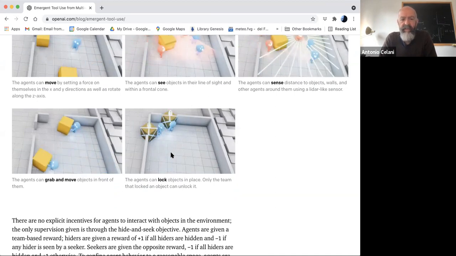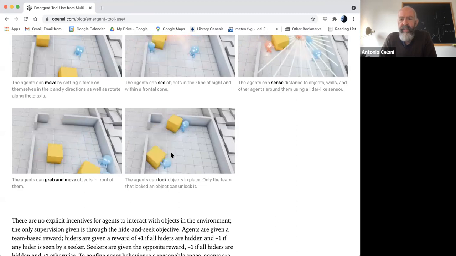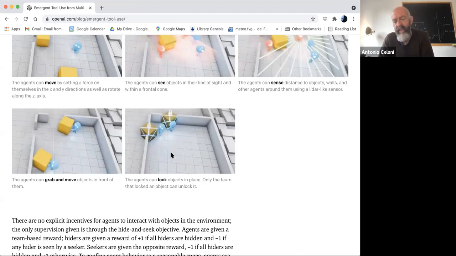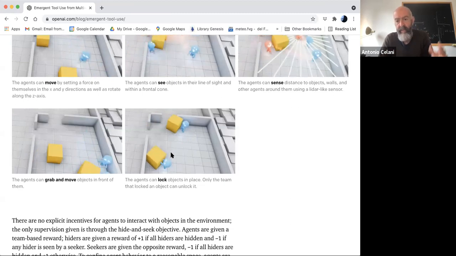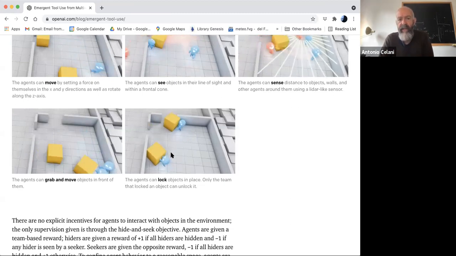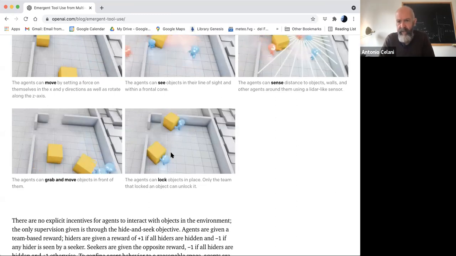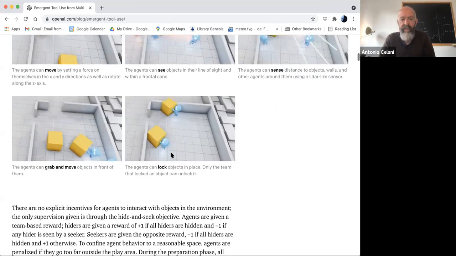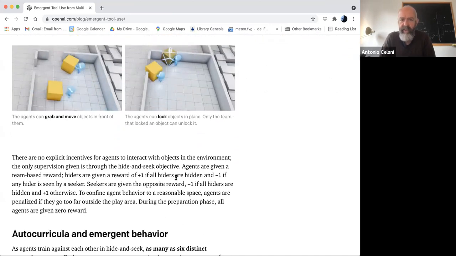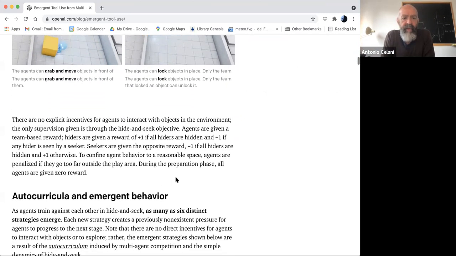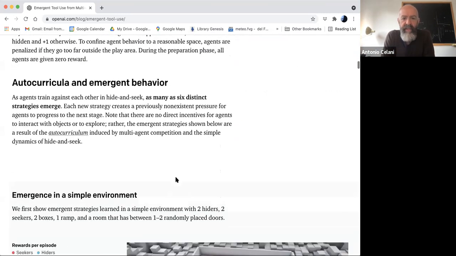The only rewards that are given are team-based. So the team of hiders and the team of seekers get a reward if they catch the hider or if they escape the seeker, respectively. So it's a zero-sum game, which is what is written in this paragraph here. All right. Let's see what happens.